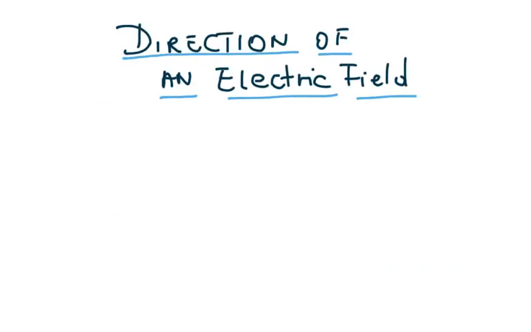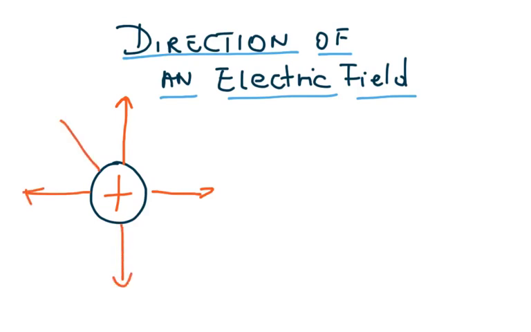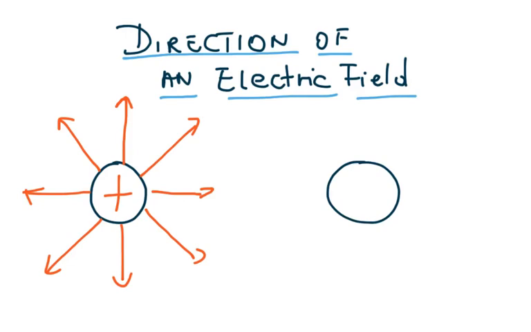Let's quickly review the directions of electric field. So we know when we have a positive charge, the electric field lines will go away from the charge, and if we have a negative charge, the lines of electric field will go towards the charge.